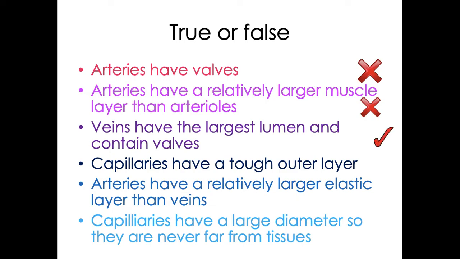That is true. Capillaries have a tough outer layer. Is that true or false? That's right, that's false. If they did have a tough outer layer, that would increase the distance for diffusion and make diffusion too slow to meet the metabolic needs of the organism. Arteries have a larger elastic layer than veins. Remember, what is elastic layer for? Stretch and recoil due to surges in pressure or high pressure. Is that true or false?